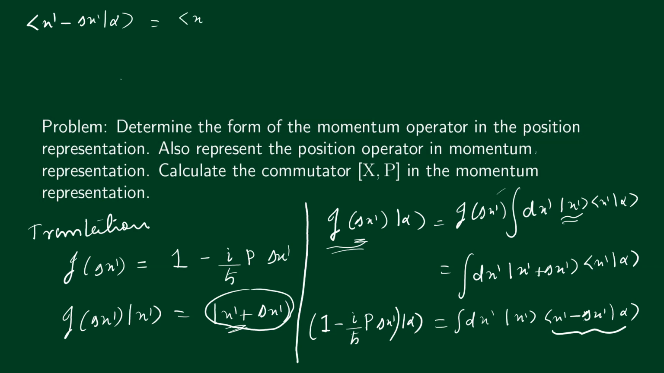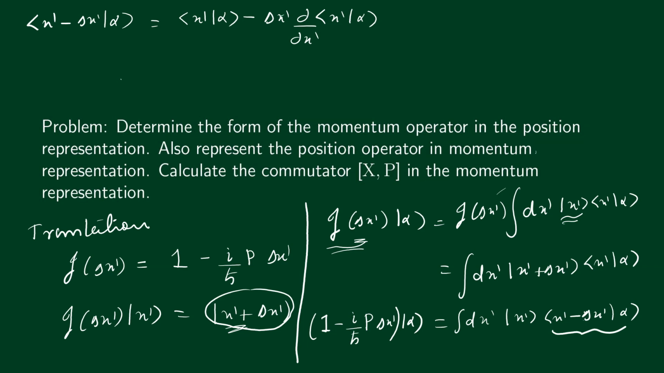We can say this is equal to the function of x prime minus delta x prime times the partial derivative with respect to x prime of the same function, bra x prime ket alpha. All right, we have discussed this in class. You can check back. This is how we make a Taylor expansion. There are higher order terms, but because we are dealing with infinitesimal translations, we neglect the higher order terms and retain only up to the first order term.